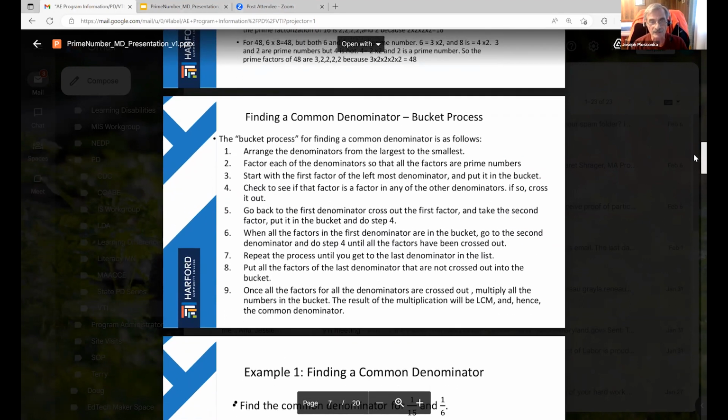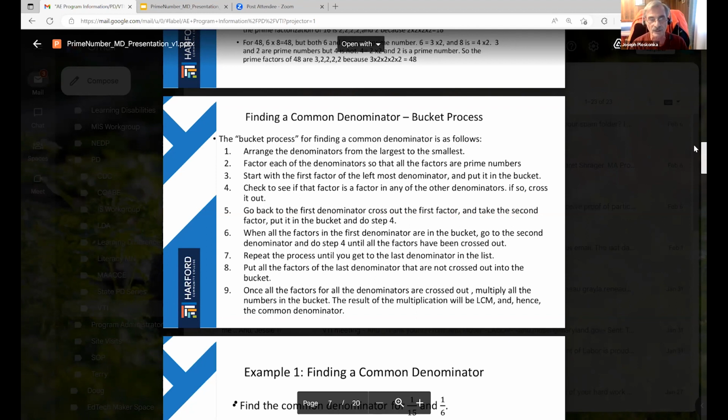Okay, the bucket process, as I mentioned earlier, is basically what you do is you take your denominators and arrange them from the largest to the smallest, starting from left to right. You really don't have to do this, but I do this for the students because it adds some structure to what they're doing.